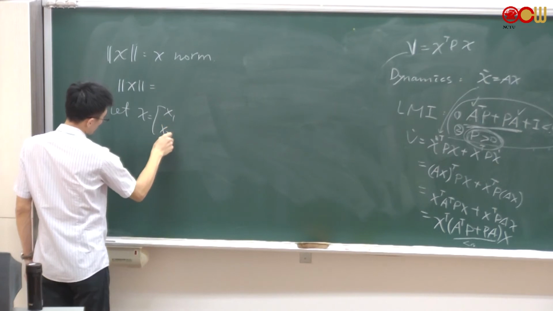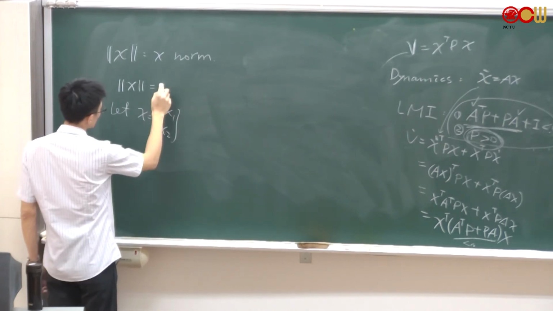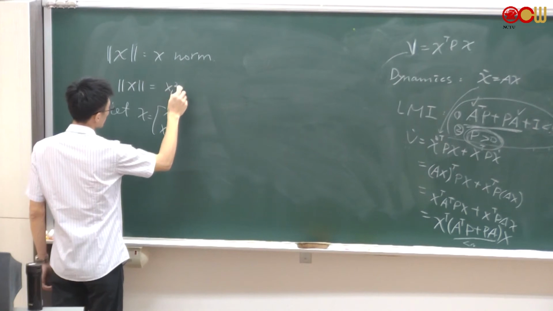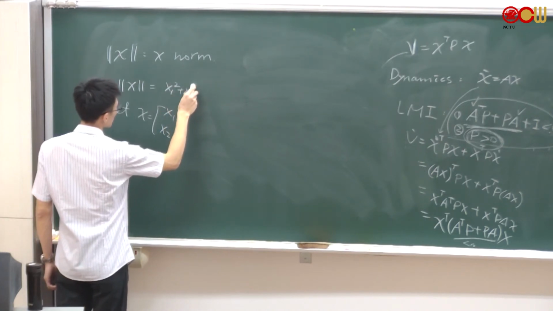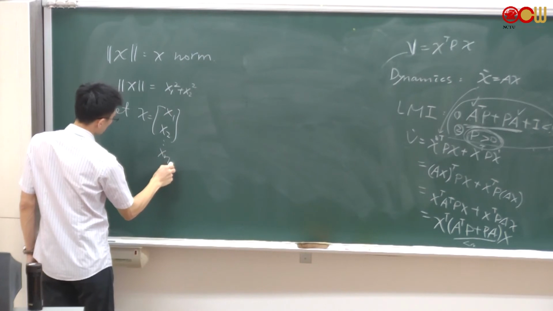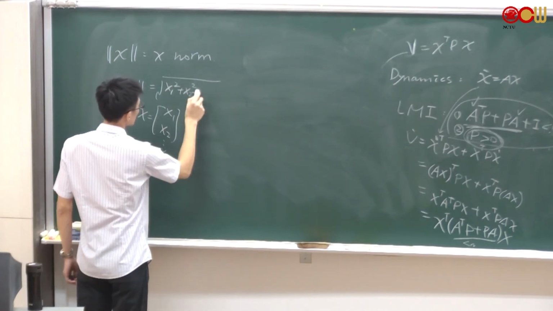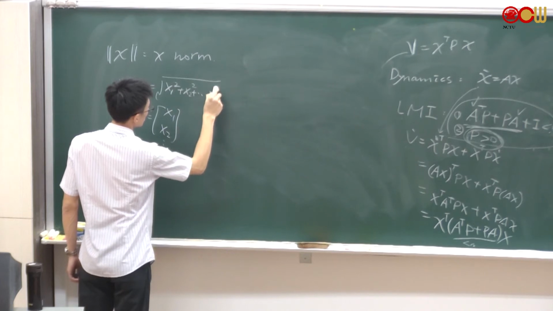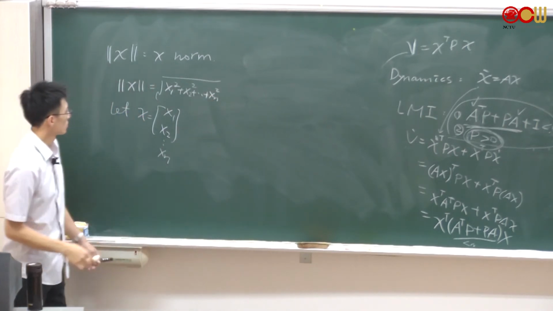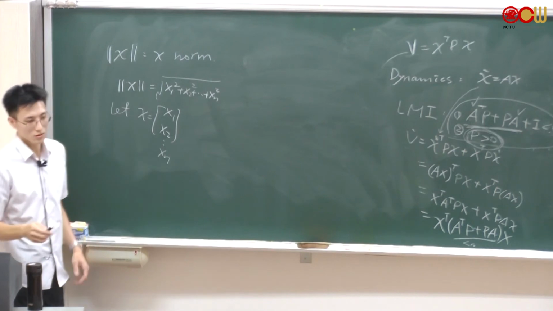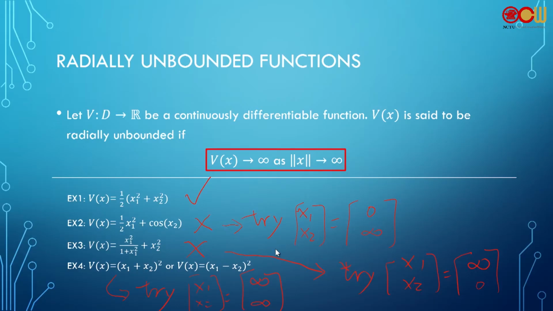For example, if x contains 2 elements, x norm is x1 squared plus x2 squared. For the general case, it's the norm, similar to Euclidean distance. So this function is said to be radially unbounded if v goes to infinity as x norm goes to infinity. In example 1, it is radially unbounded, right? Because for x norm going to infinity, v will go to infinity.